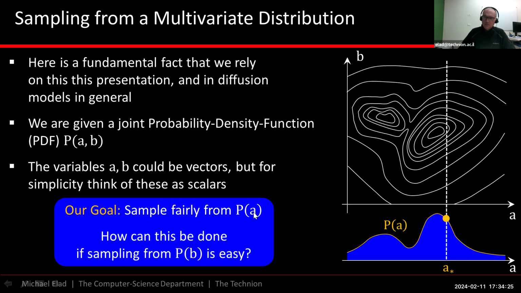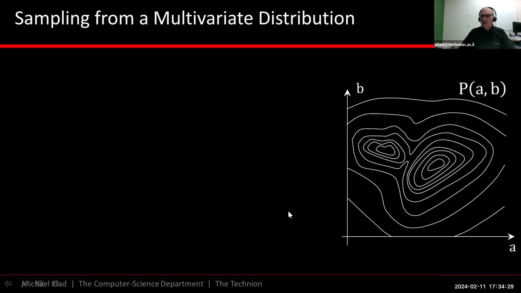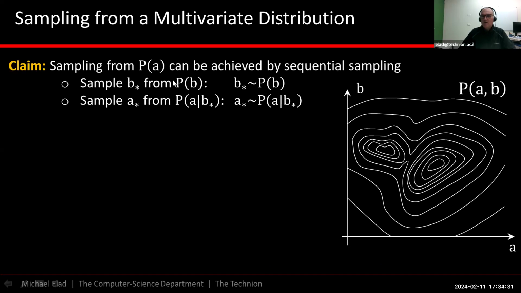And the answer is relatively simple. Here is what you have to do. It's a sequential sampling. You can sample from B. Go ahead and sample B star from the probability P of B. Okay, so you choose a very specific B star that is a fair choice, a fair sample from P of B. Given this B star, look at the conditional P of A given B star and sample from it.